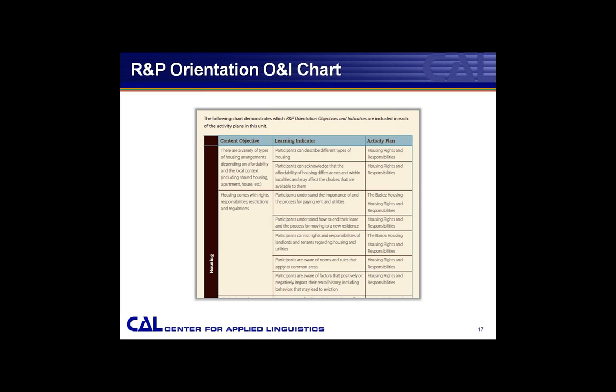So around the second page of each unit, there's this chart that I show here, which shows you the objective, the indicator, and then what activity plans address those objectives and indicators. And as you can see, sometimes it's 1, sometimes it's 2, sometimes it's more for the unit.